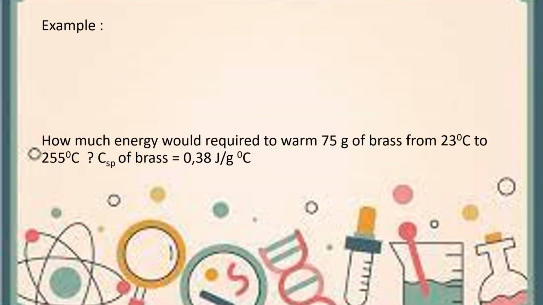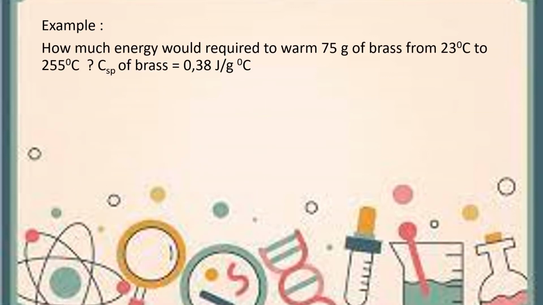So take a look at one example here. I will read it for you: how much energy would be required to warm 75 grams of brass from 20 degrees Celsius to 255 degrees Celsius, where the specific heat of brass is 0.38 joule per gram degree Celsius.